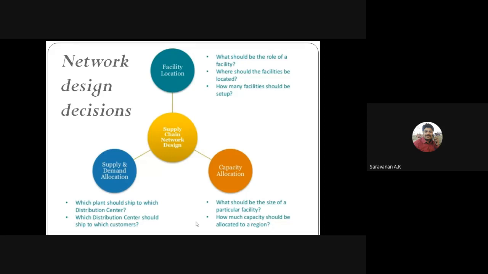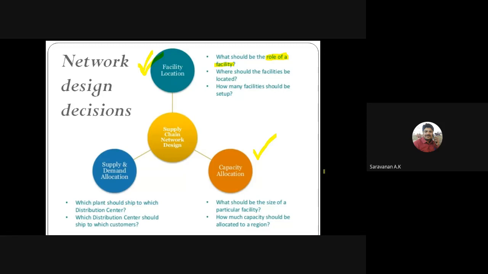Here we have considered four network design decisions. The first is the facility role: what is the role of the facility? The second decision is the facility location, where we should keep that facility. Another important decision is capacity: how much capacity has to be allocated in a particular facility location.